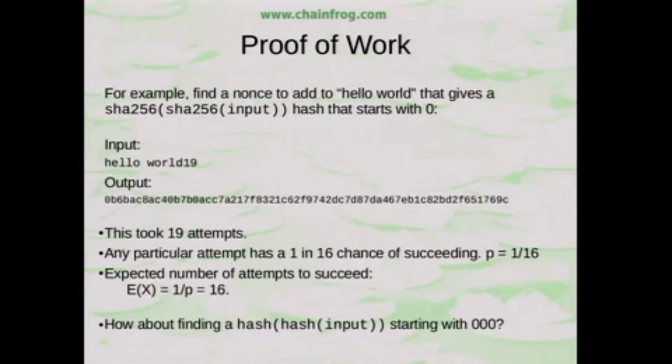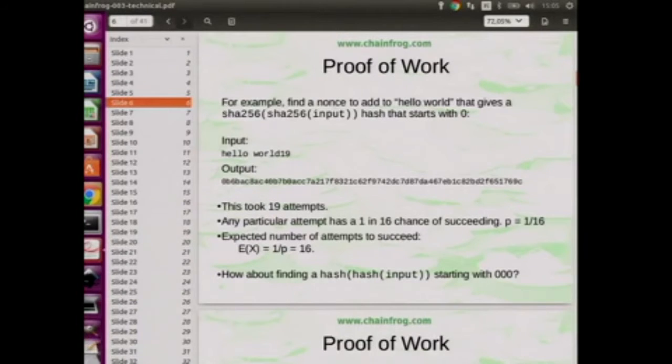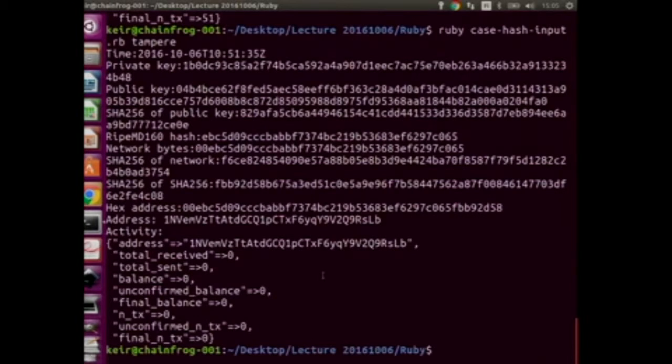For example, let's see if we can find a nonce to add to "hello world" that gives a SHA hash starting with a 0. And I actually had a little program here, some practical stuff.